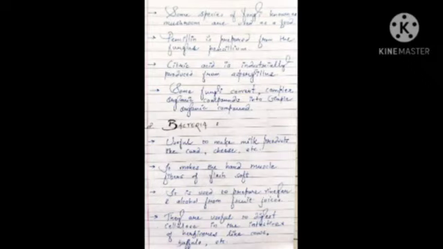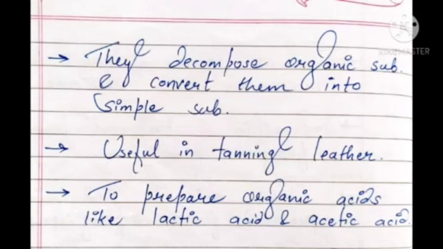It makes the hard muscle fibers of flesh soft. It is used to prepare vinegar and alcohol from fruit juices. They are useful to digest cellulose in the intestines of herbivores like cows, buffaloes, etc. They decompose organic substances and convert them into simple substances. Used in tanning leather and to prepare organic acids like lactic acid and acetic acid.